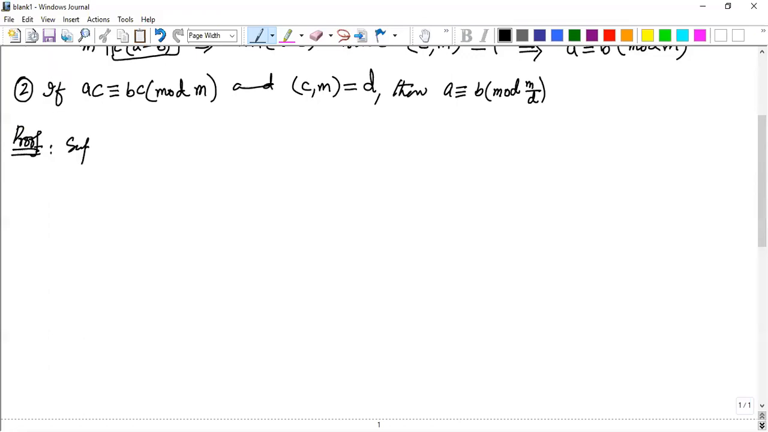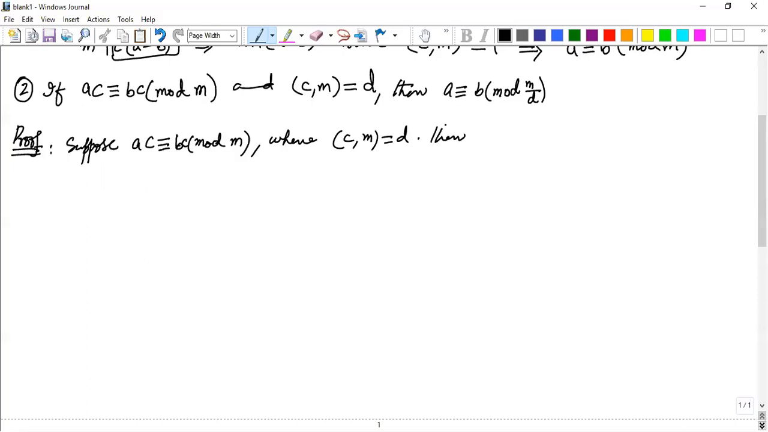Suppose AC is congruent to BC modulo M. So that's given here, where the GCD of C and M is equal to D.